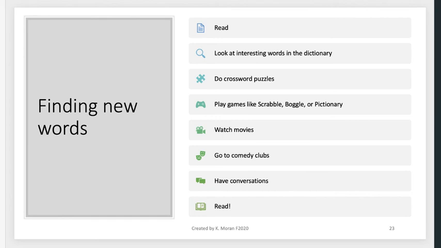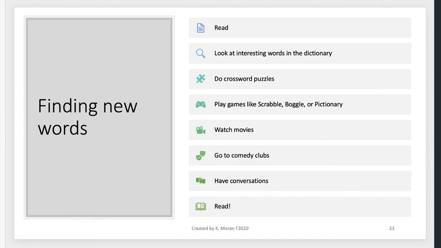Have conversations with people. Conversations with people improve your vocabulary because everyone has a different take on words. They also understand different words. They've been exposed to different words. So speaking to other people can help improve your vocabulary. And if you don't understand what a word means, ask that person.